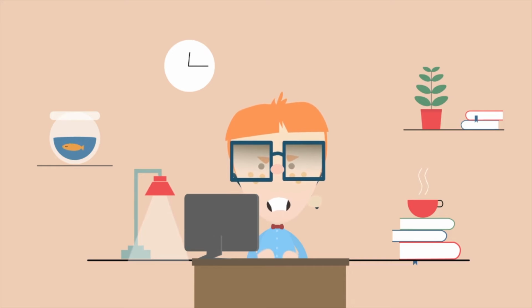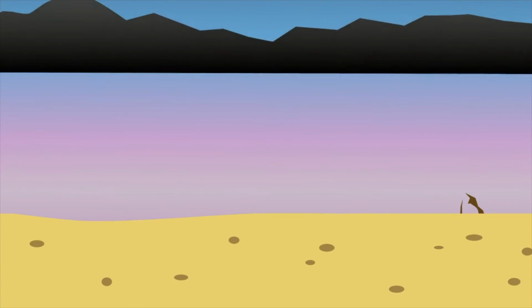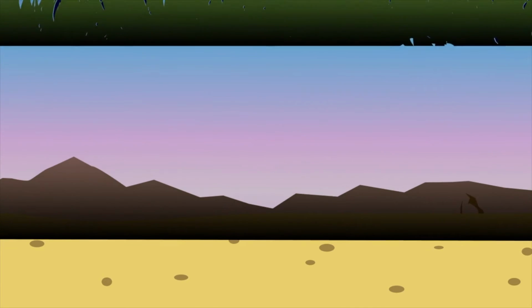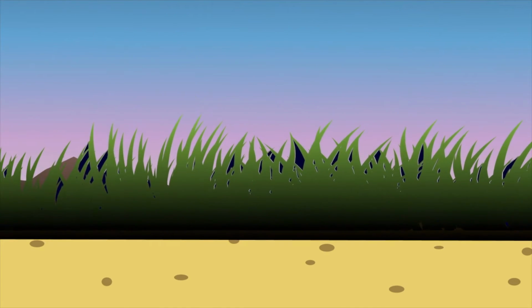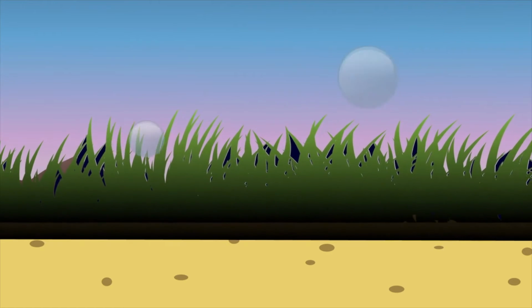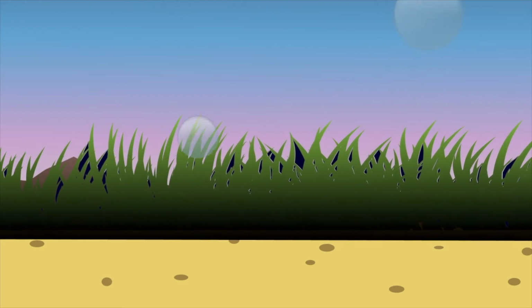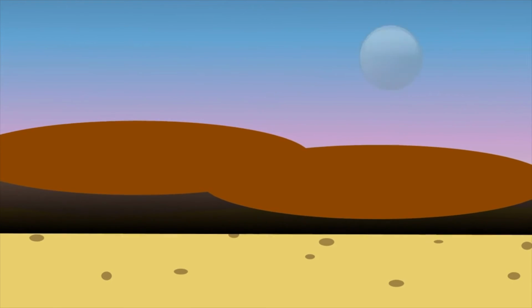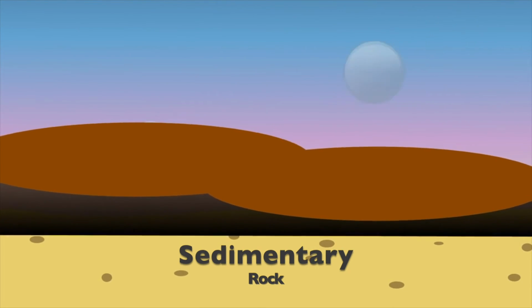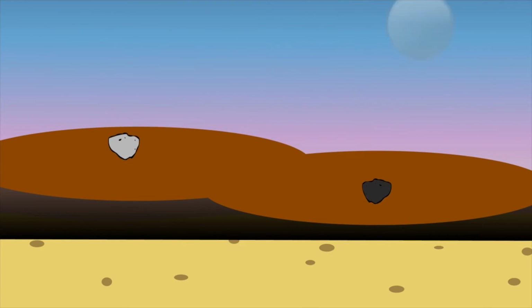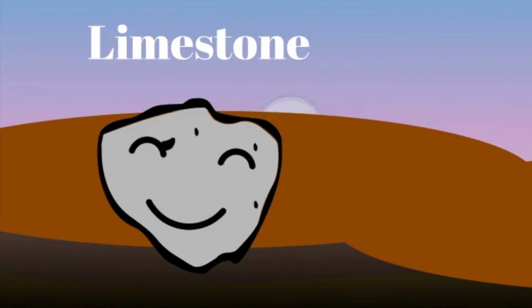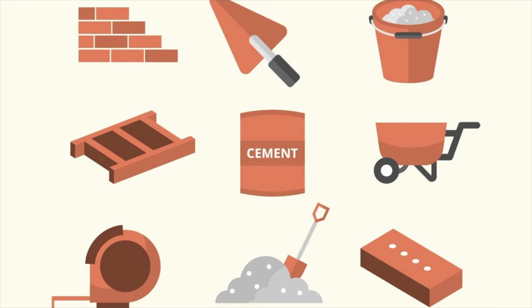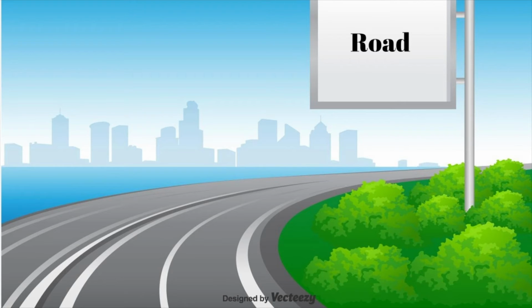Now I need to research on sedimentary rock. This is sand, soil, and dead plants. They form layers on top of each other and there is pressure. They press each other. They solidify and sedimentary rocks are formed, such as limestone, which is found in the cement and used in the making of road.